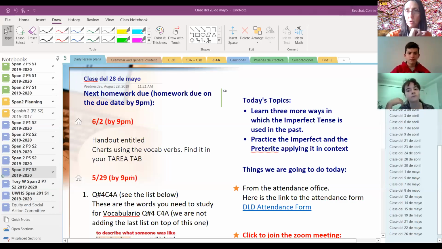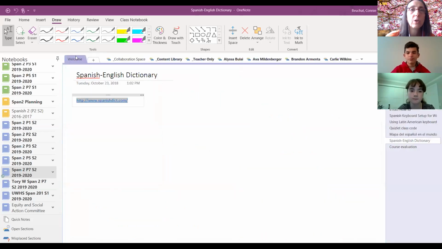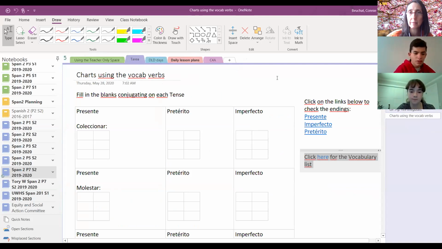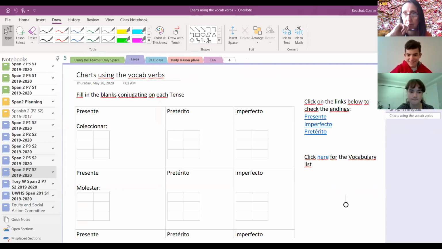So I am going to share the screen and we are going to go to the daily lesson plans today. And the first thing that I want to tell you is that we do have a homework that is due Monday. And let's start with that. I'm going to show you the homework and we're going to talk about it. Can you check if you have it in your Tarea tab? Do you see it in your Tarea tab?